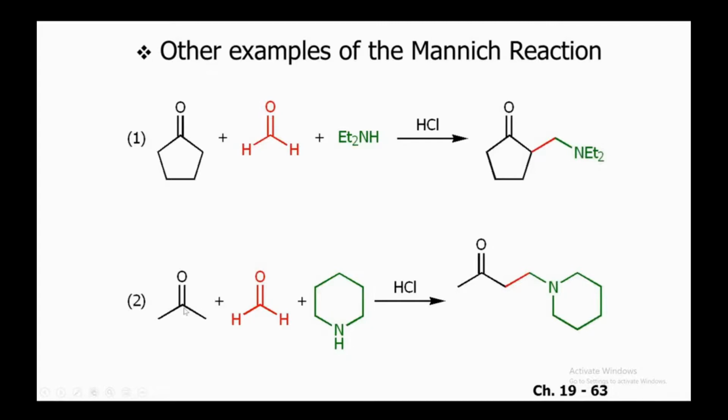Look at the next example. You have acetone, you have formaldehyde, you have piperidine. Piperidine is a secondary amine, so it could be any amine, and this is HCl. Now you have the same ketone, acetone, same black line, this formaldehyde is converted into CH2, and you have a bond between this amine and the formaldehyde carbon, and the amine loses its hydrogen. This piperidine loses its hydrogen. That's it. So this is how you can write down the product from the starting material. Okay, this was about Mannich reaction examples.